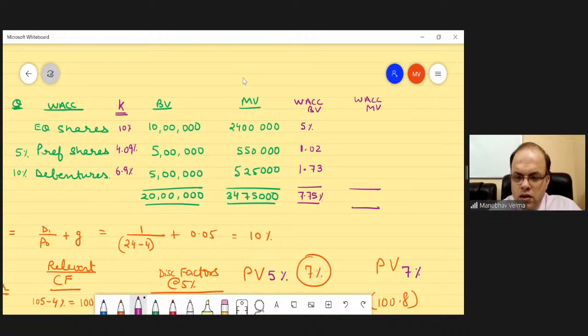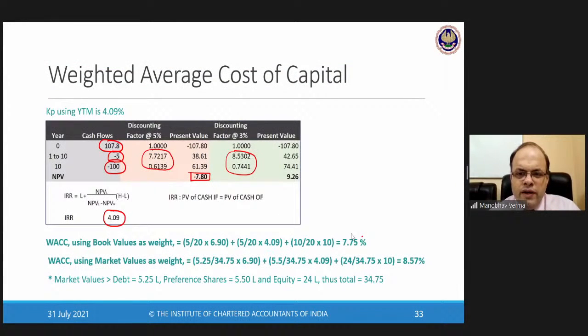Just got some answers. I hope you guys are calculating. So market value, of course, we are talking about 24 versus 5.5 versus 5.25. So anyone who has calculated the market value answer as well? Okay, so market value is, Akanksha says 8.57%. Okay. So what we are looking at here is, yeah, absolutely correct, Akanksha. So we have a 7.75 here, and we have an 8.57 here as well.